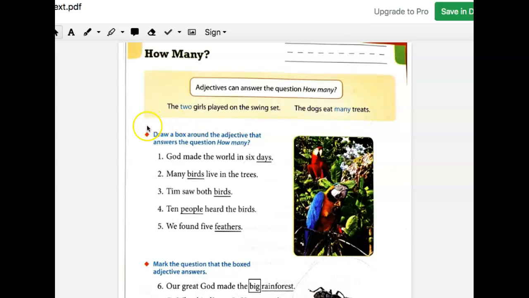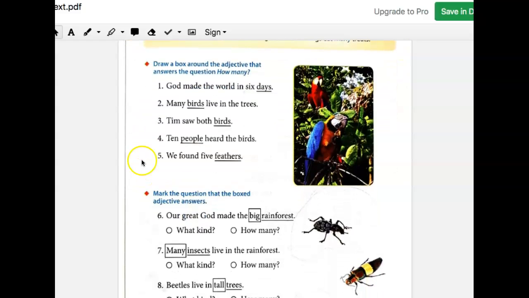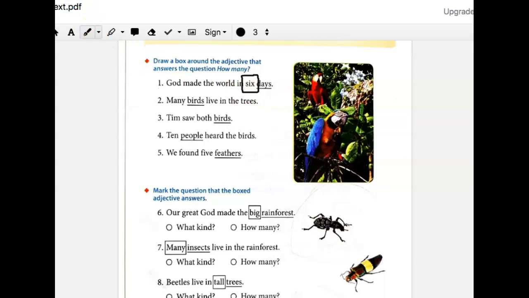Let's move on to numbers 1 through 5. What you're going to do is draw a box around the adjective that answers the question, how many? Let's do number 1 together. God made the world in 6 days. How many days? 6 days. So you will draw a box around 6. The rest I want you to finish on your own.